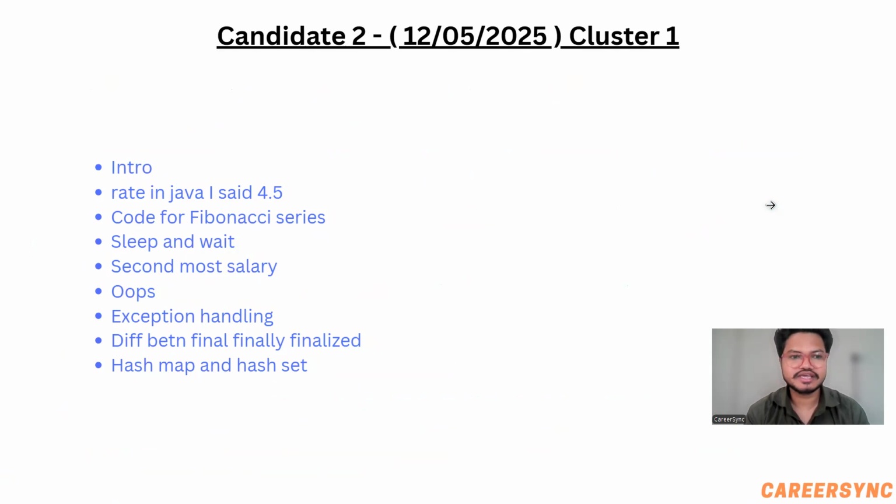It was very short. He had to introduce himself, and they asked what he would rate himself in coding out of 5. He said 4.5. So they asked him to write the code for the Fibonacci series and sleep and wait. Then in database management system, they asked him to write a query for the second highest salary. Then OOPS concepts, exception handling, and the difference between final, finally, and finalize. And the last question was HashMap and HashSet.